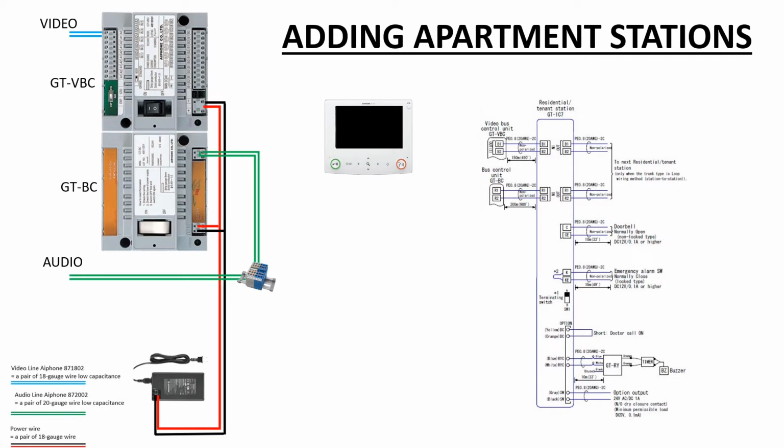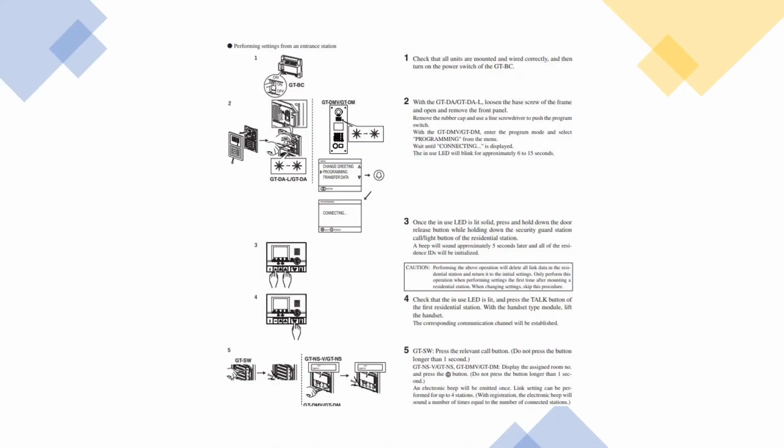Now, let's start installing our apartment stations. The first thing you need to decide is how you're going to program the system. There are 2 ways to program it. One is called the handshake method, when you need 2 technicians, one at the entry panel and one in each individual apartment, and you need to make a mechanical handshake with the system.